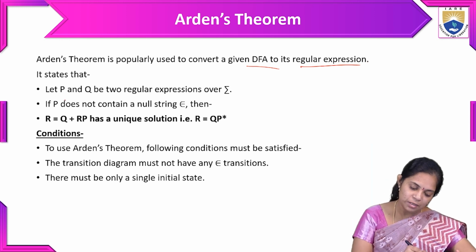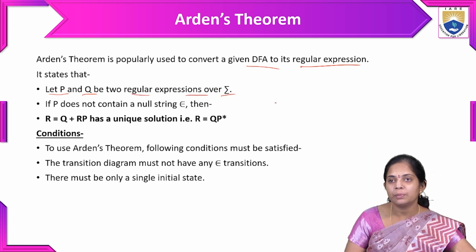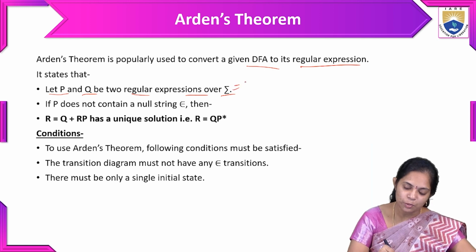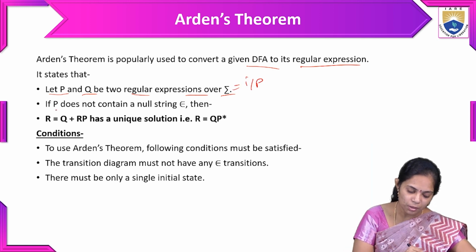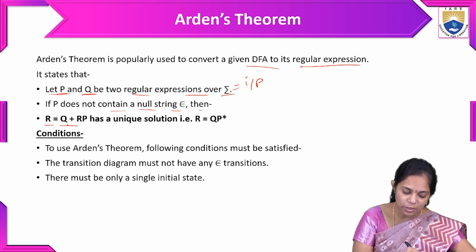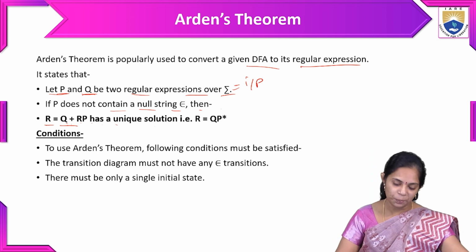So it states that let P and Q be two regular expressions over sigma. So here P and Q are the two regular expressions, and these contain the input symbols. If P does not contain a null string, then R is equal to Q plus RP has a unique solution, that is R is equal to QP star.